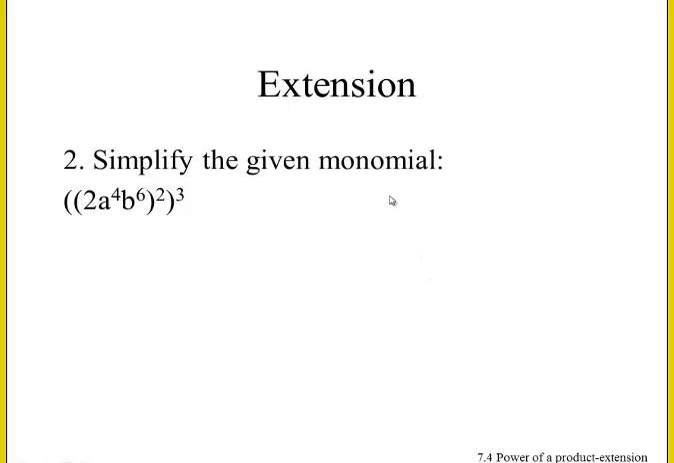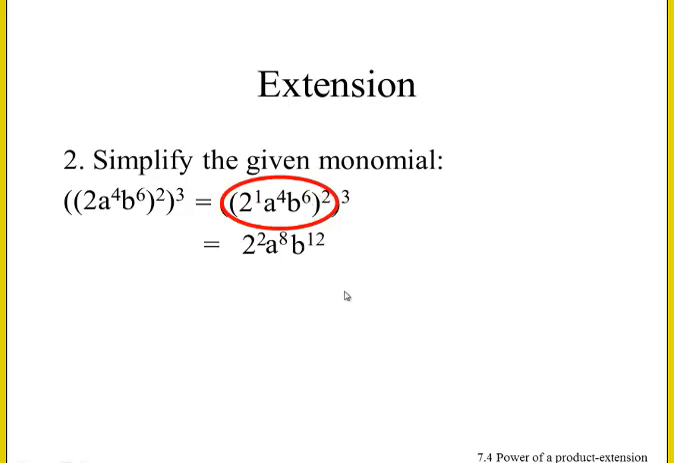Alright, second example. So I have here two powers, exponent 2 and then exponent 3, outside these parentheses. What we have to do here is try to simplify first the expression 2 raised to 1, a^4 b^6, raised to 2. 2 raised to 2, a raised to 8 because you will have to multiply 4 by 2, and then b raised to 6 multiplied by 2, which is b raised to 12.